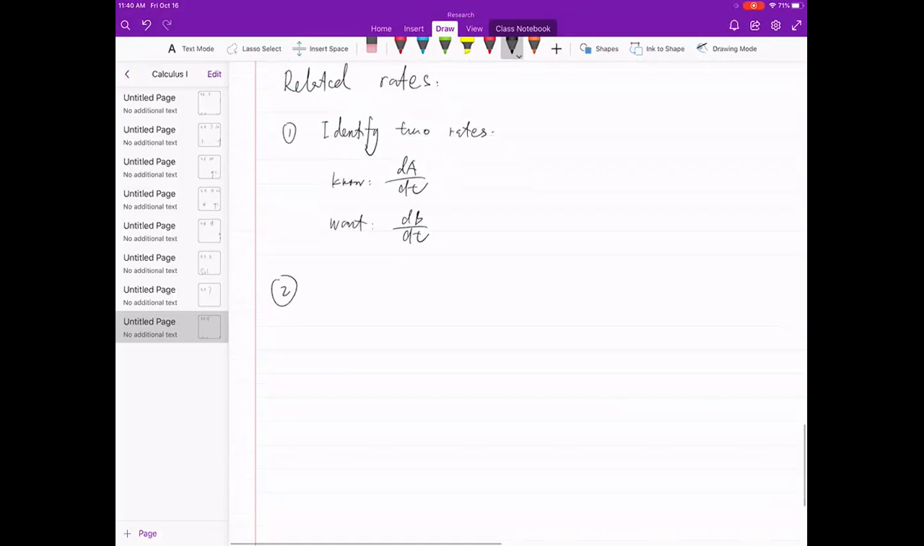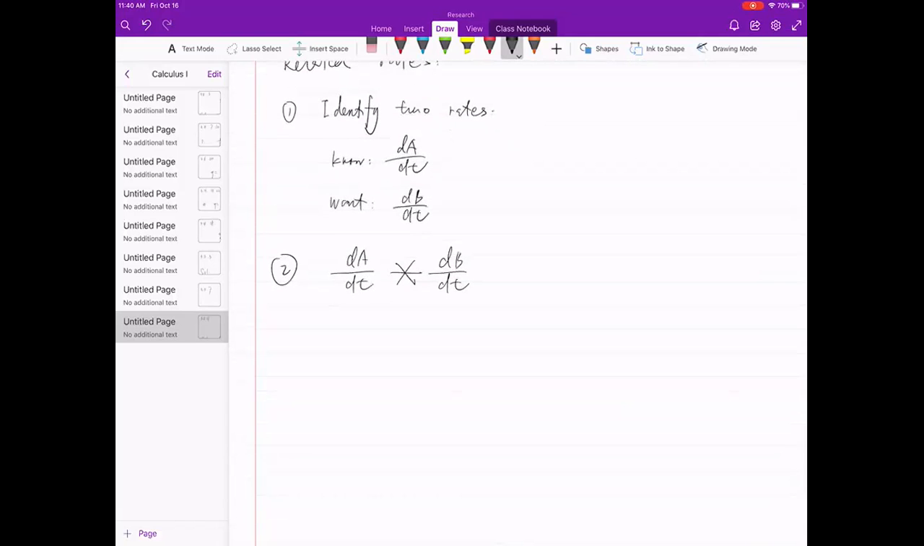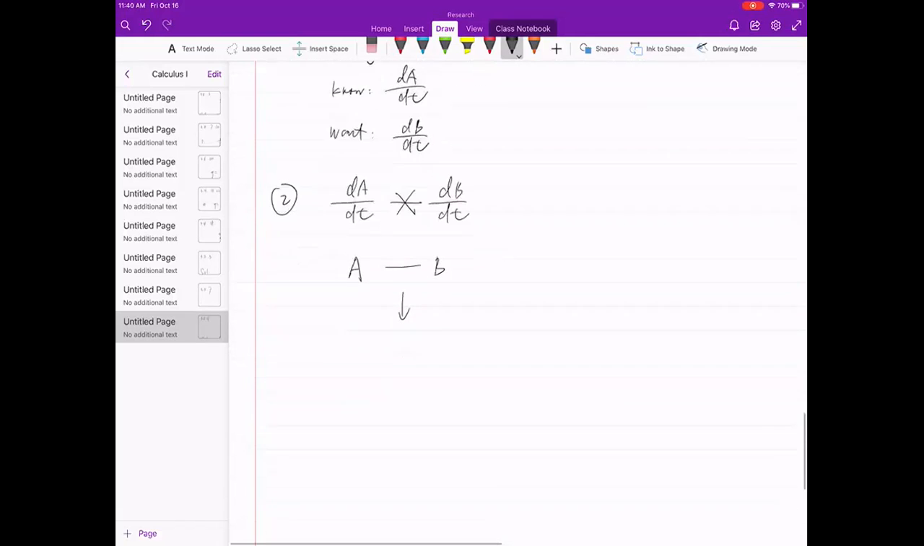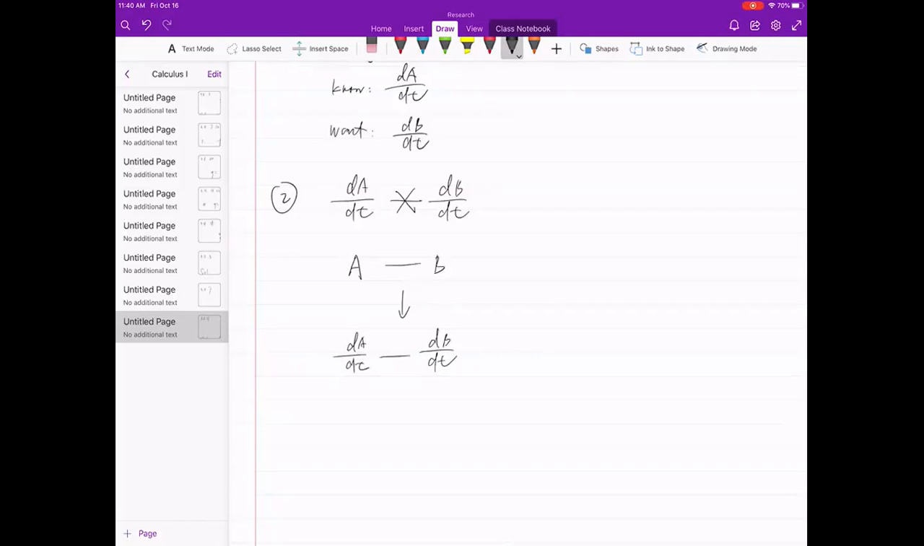Second, you need an equation to relate these, which usually you don't have. So instead, what you should do is you first find an equation to relate A and B, and then you take the derivative to relate dA over dt and dB over dt. For example, do you know the changing rate between the volume and the radius? You don't. But you do know the relationship between the volume and the radius without the rate. So do that first. Then take the derivative to get the rate.